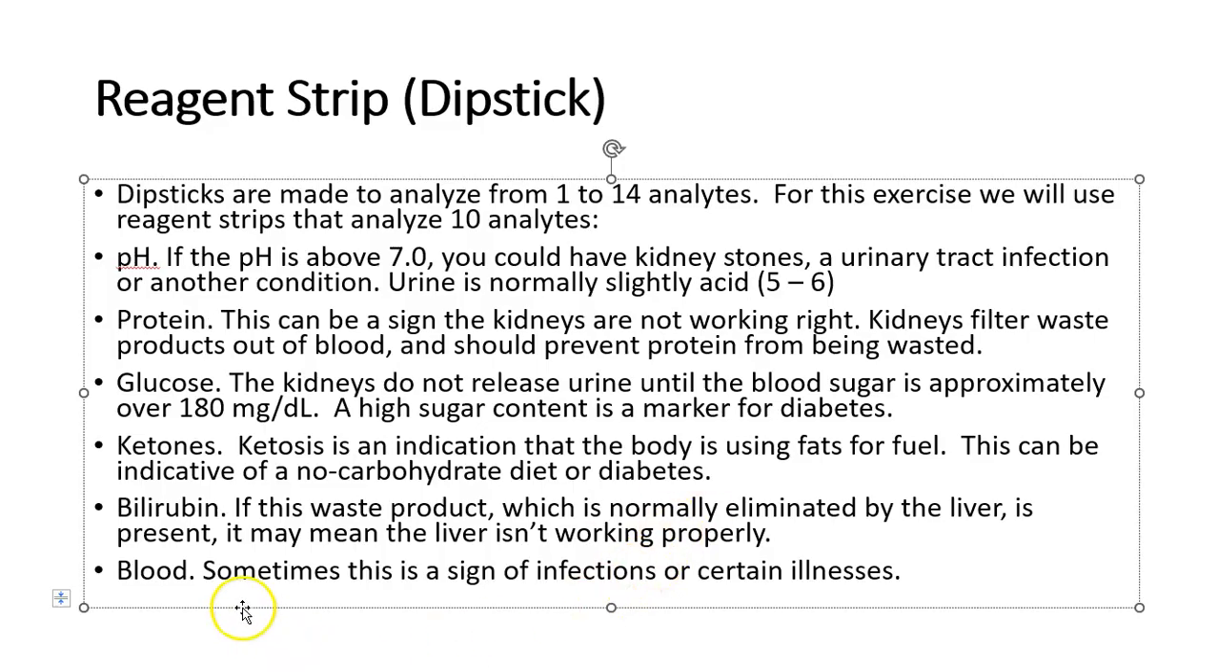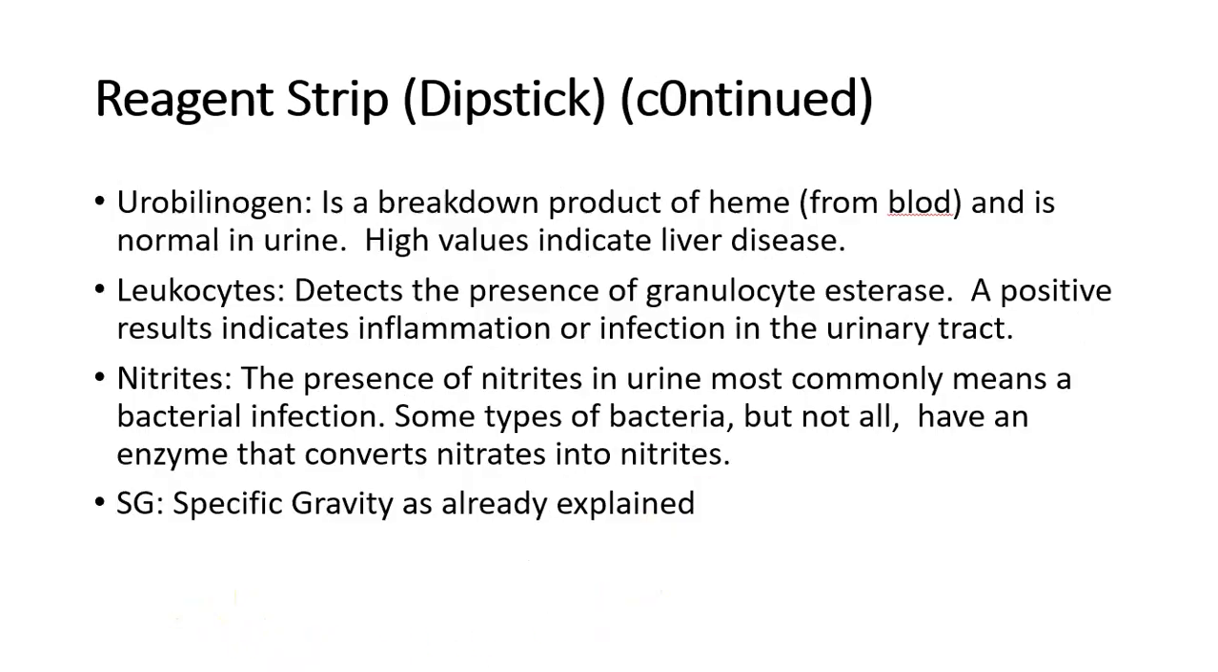If we've got a really bad infection, we may see blood. But another thing that comes down here is leukocytes, and it detects the presence of granulocyte esterase, and a positive result does indicate inflammation or infection of the urinary tract. Nitrates, the presence of nitrates in urine most commonly means a bacterial infection. We'll talk about that in a second.